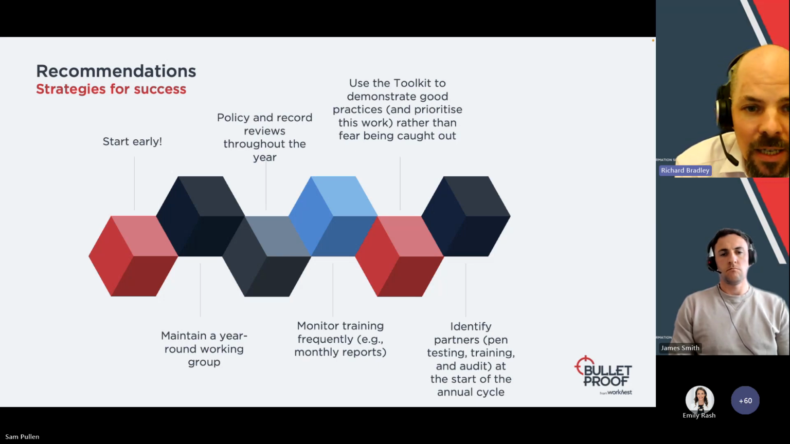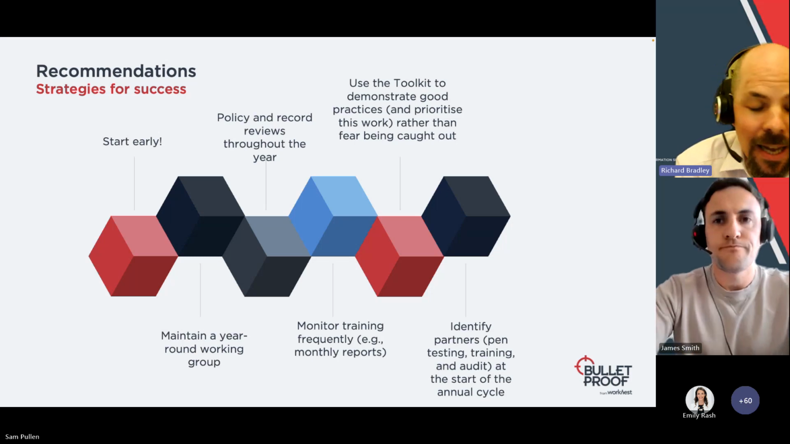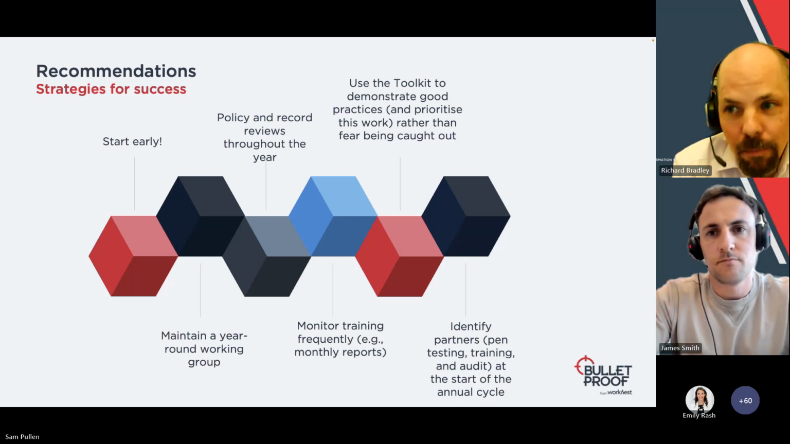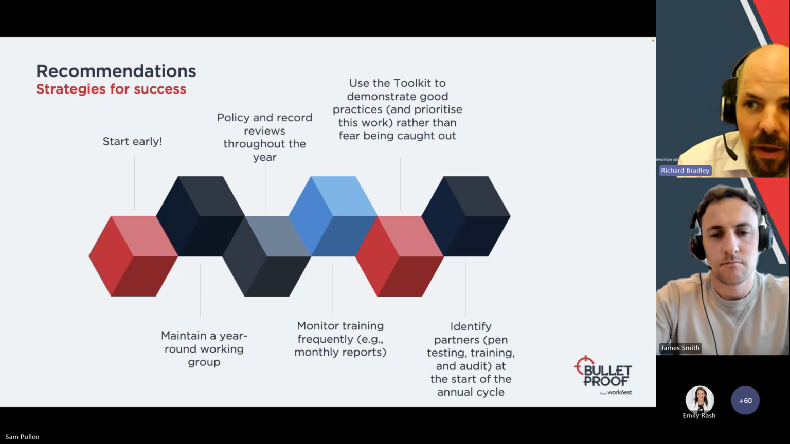And identify your partners, such as penetration testing and audit providers, at the start of the annual cycle rather than at the end. Again, it sounds obvious, but it is common for it to only get attention right at the end, and then there is a bit of a scrabble to find people.